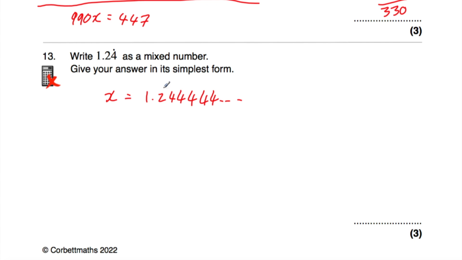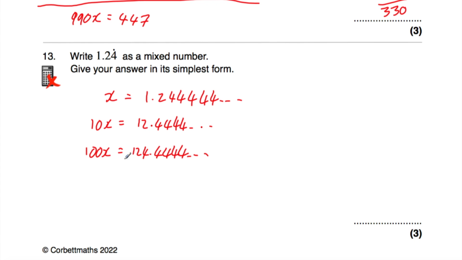So to write it as a mixed number, I want to write it as a fraction to begin with, a top-heavy fraction, and then I can change it into a mixed number. So let's change this into a fraction. So we want the recurring bit after the decimal point, so we're going to multiply by 10. So 10x equals 12.4444 and so on. Now let's multiply by 10 again. That would give us 100x is equal to 124.4444 and so on.